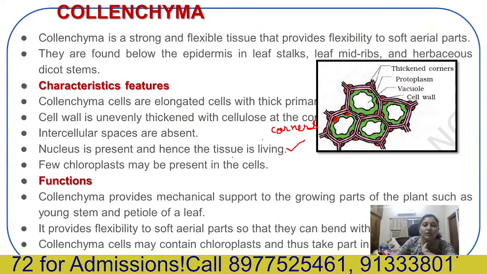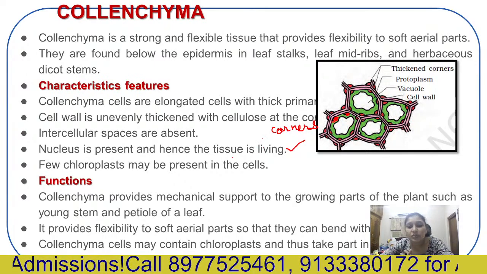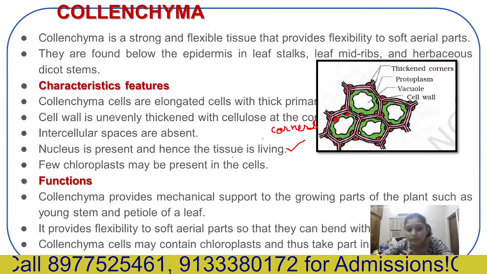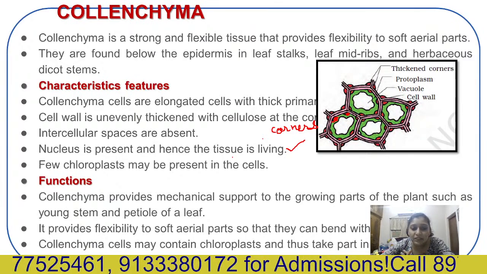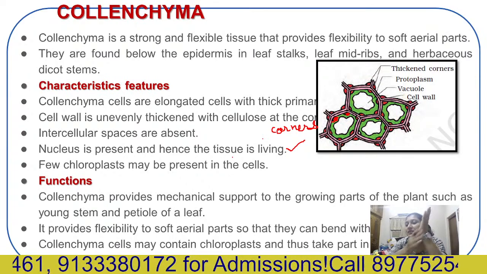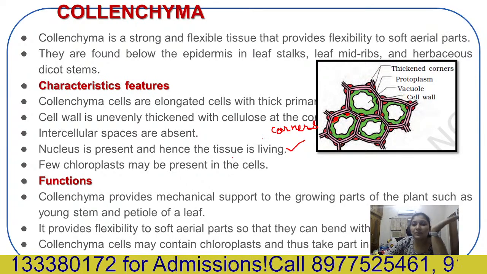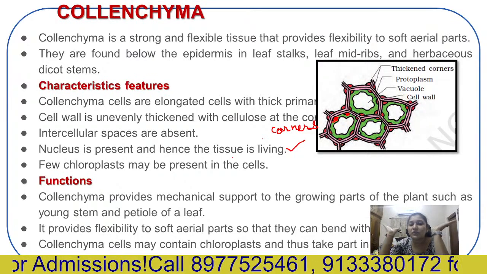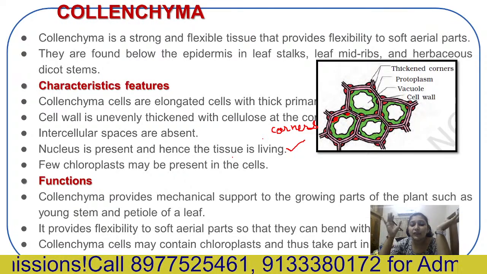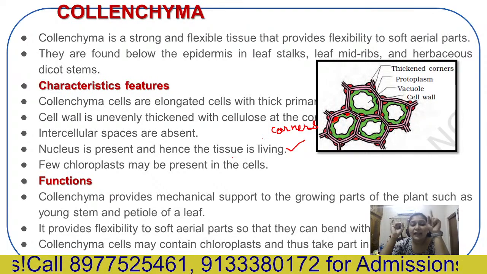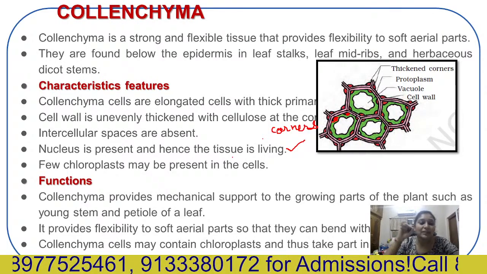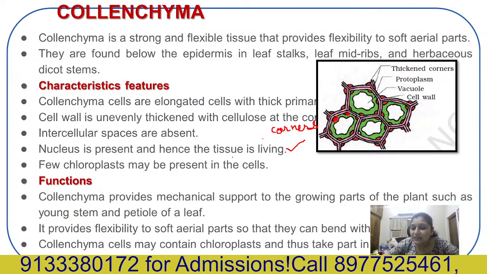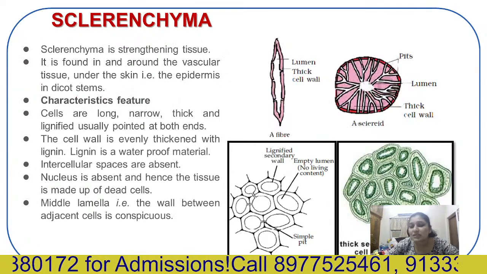Function: collenchyma provides mechanical support to the growing parts of the plant, such as the young stem and the petiole of the leaf. It provides flexibility to the petiole, that means this part of the leaf. The leaf is fluttering because of the wind stream, and this fluttering happens without breaking because of this flexibility provided by collenchyma. So collenchyma cells may contain chloroplasts, thus they take part in photosynthesis also.